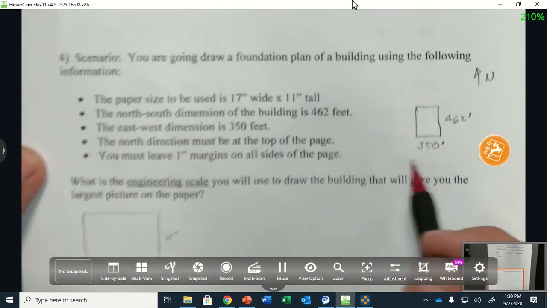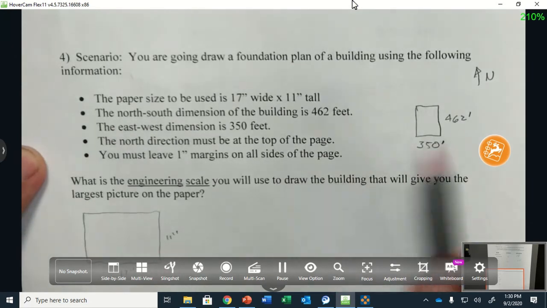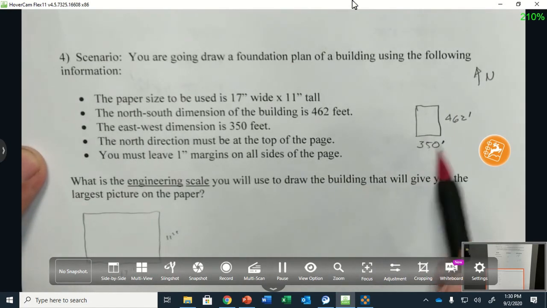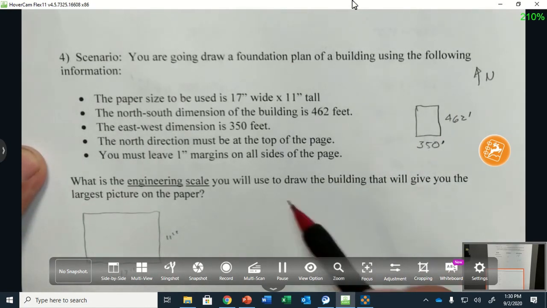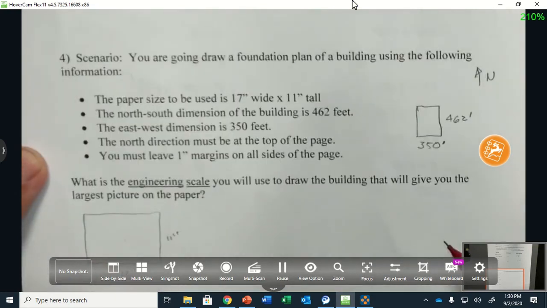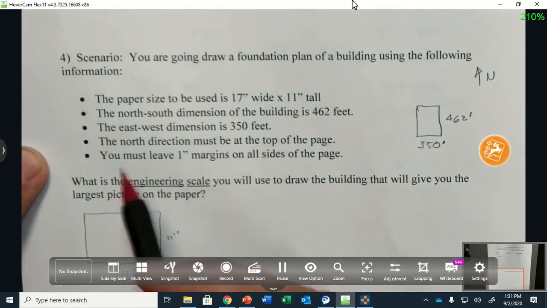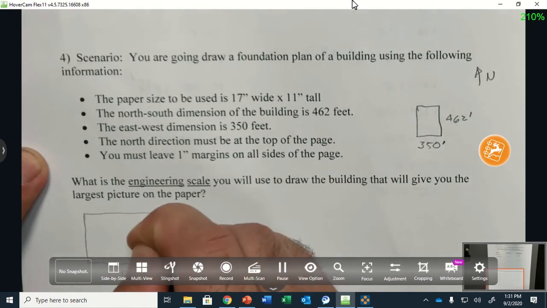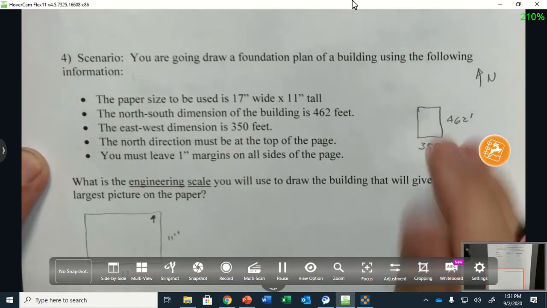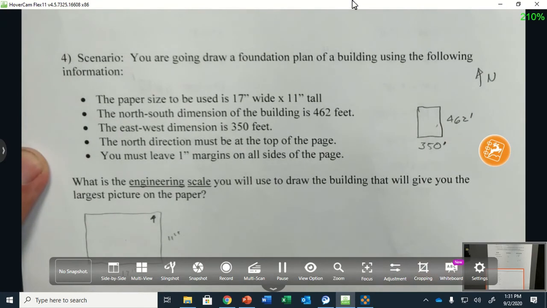Okay. All right, so that's the building I need to fit. I need to fit a 350 foot by 462 foot building on here. The north direction must be at the top of the page. So when I'm drawing this, my north has to be up. So I cannot rotate this object.